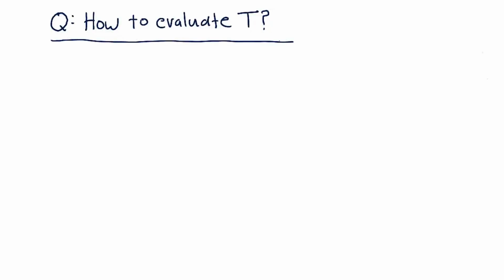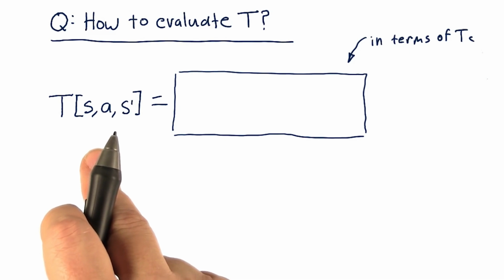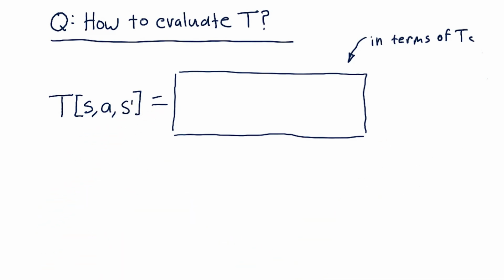Okay, assume now we've been watching our interactions with the real world for a while, and we would like to consult our model of T. I would like for you to write an expression for T in terms of TC, or T count. Fill in this text box with your opinion of how we can compute T of S prime in terms of T sub C.